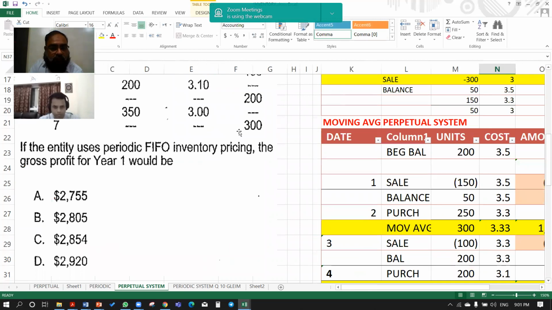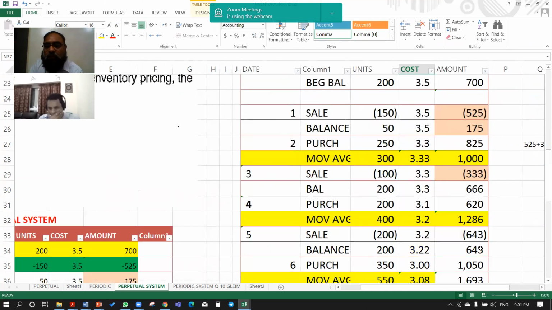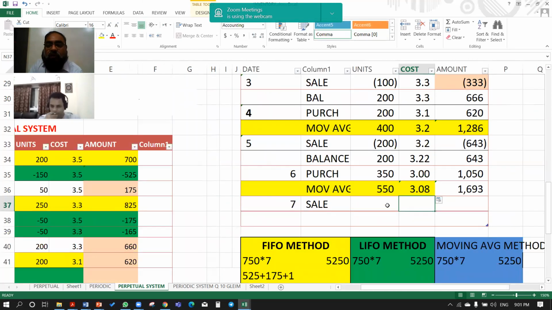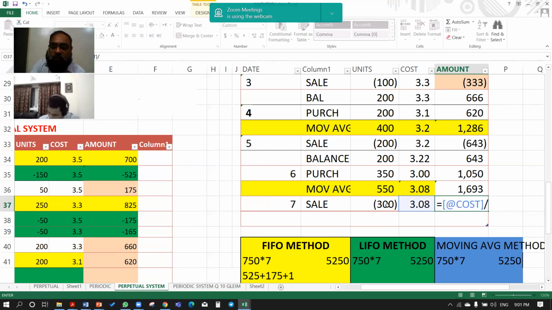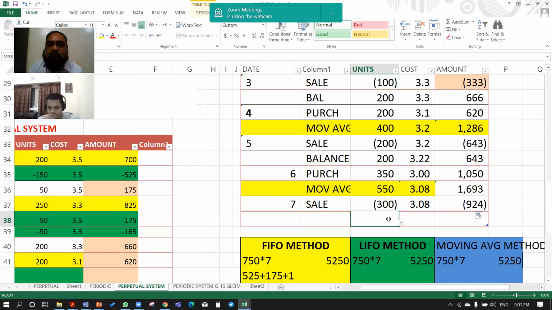300. Yeah, it is 300. Okay. For the last item, how many units do we have to sell? 300, so minus 300, at the rate of 3.08. And here it is 3.08 multiplied by 300, 924. How much ending inventory is left? 250, at 3.08.